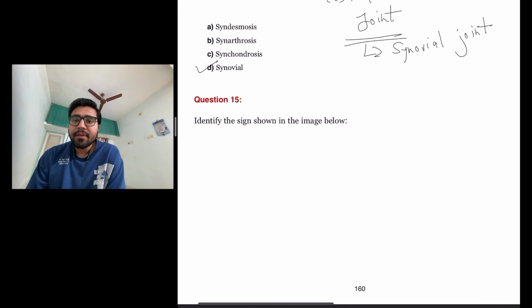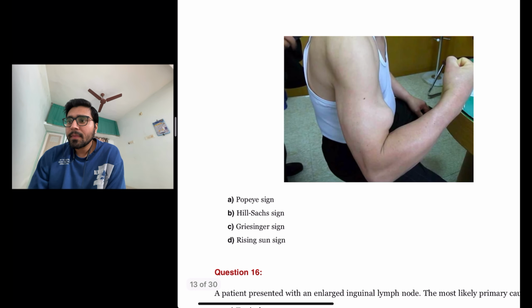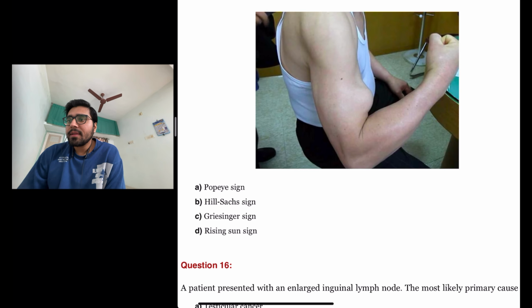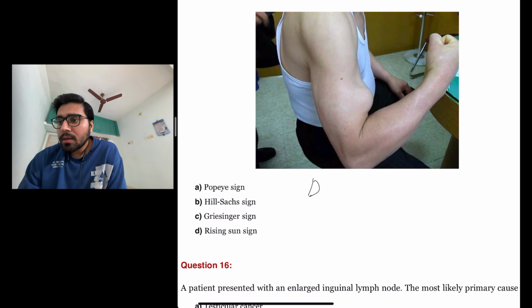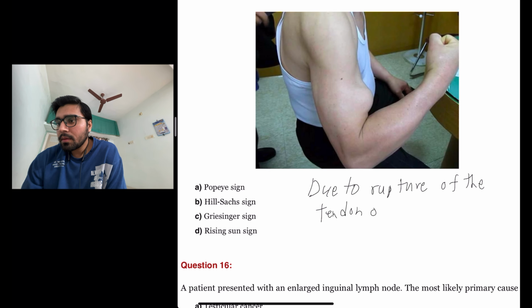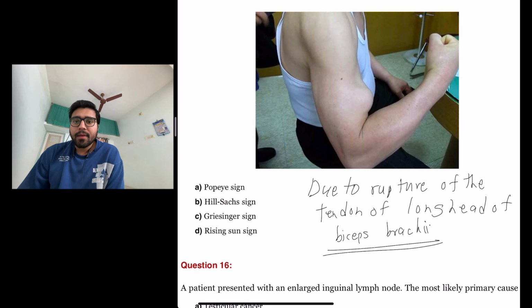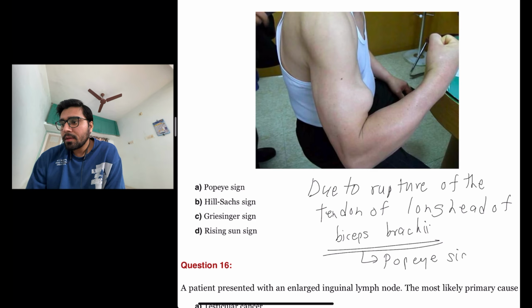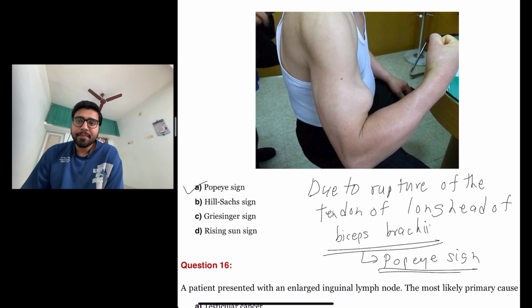The next question is: identify the sign shown in the image below. This is actually due to rupture of the tendon of the long head of biceps brachii, and that is known as Popeye sign. So the answer here is A, Popeye sign.